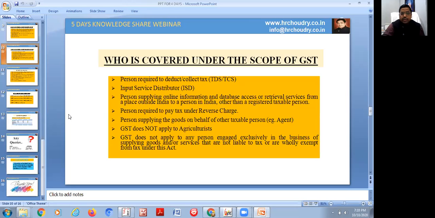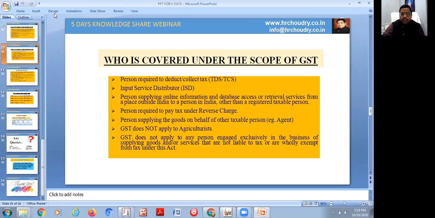A person who is required to deduct TDS and TCS also has to take the GST registration. Suppose government bodies, local authorities, PMC, PWD are deducting some TDS on their contractor bills. For that purpose, PWD and PMC have to take the GST number.